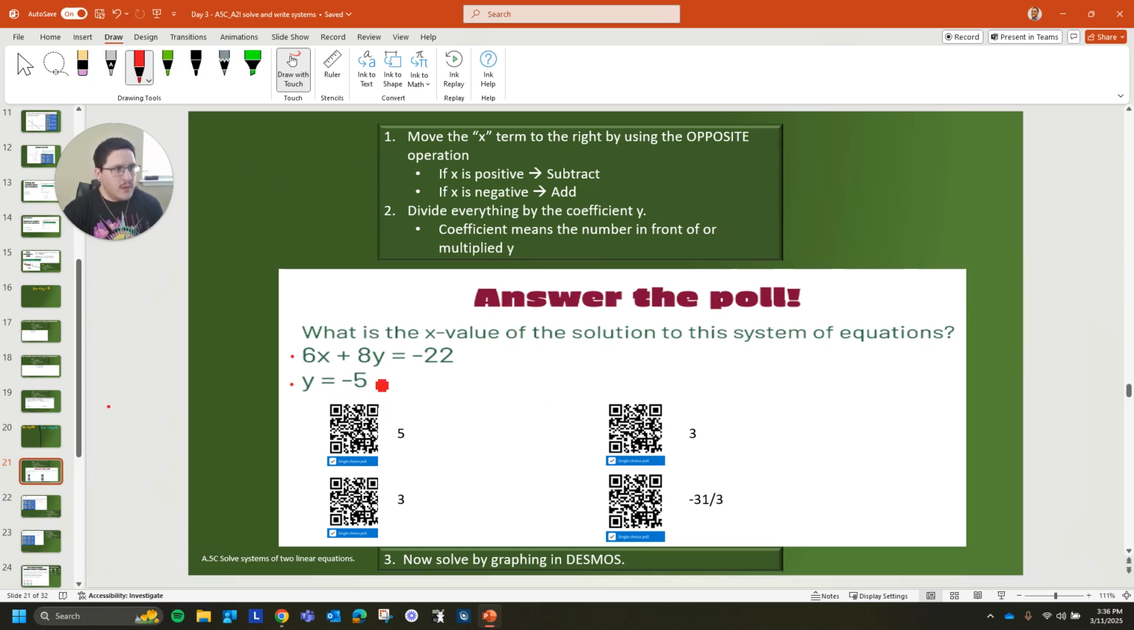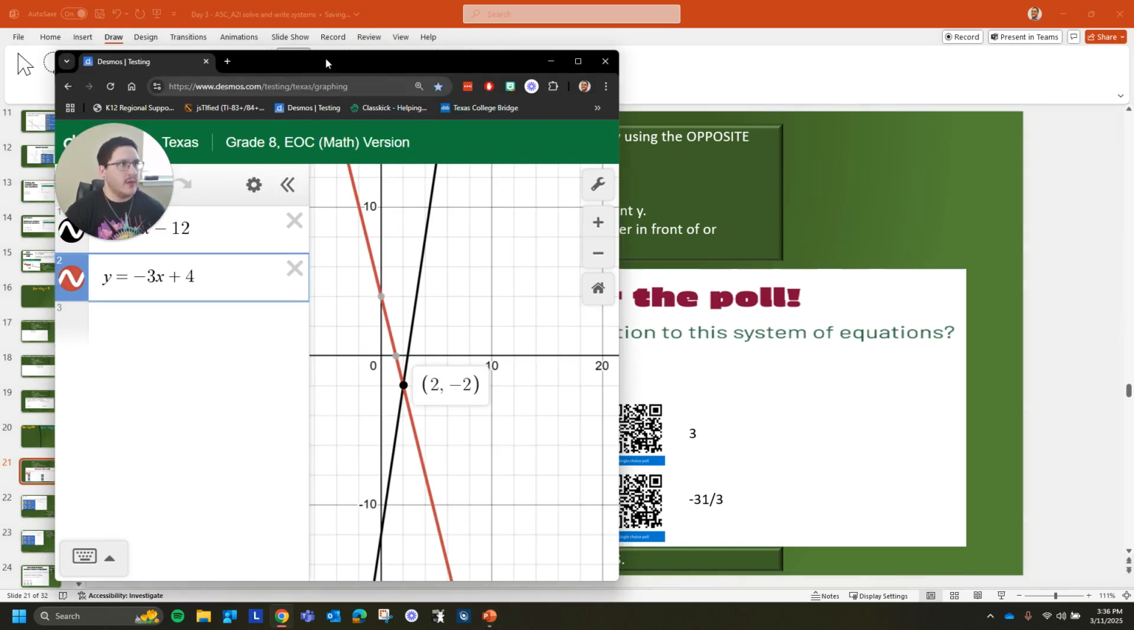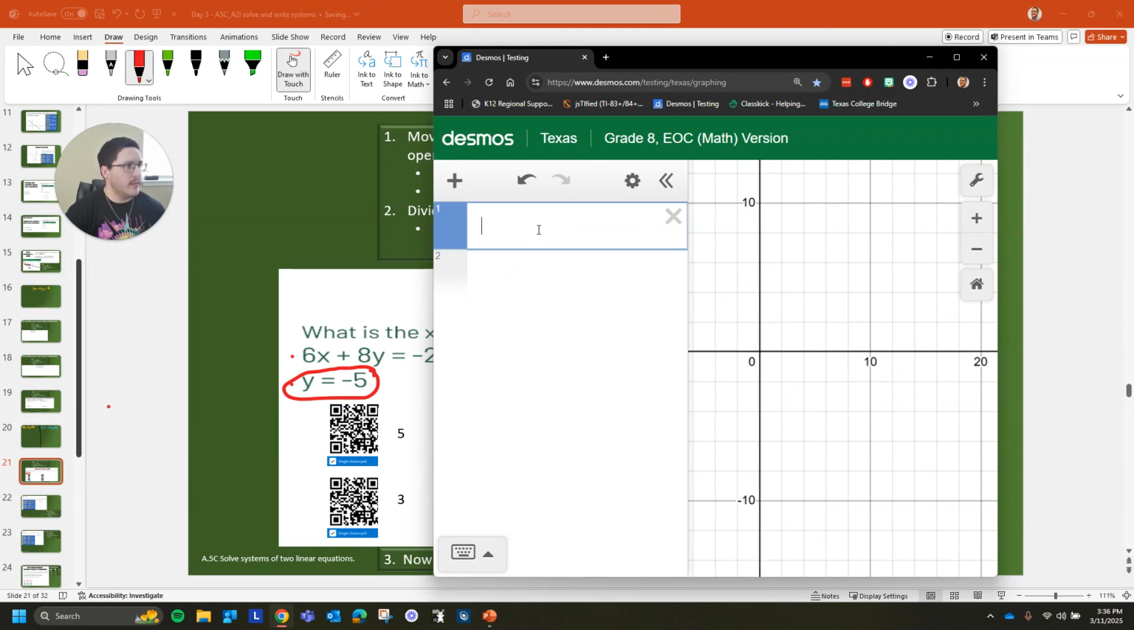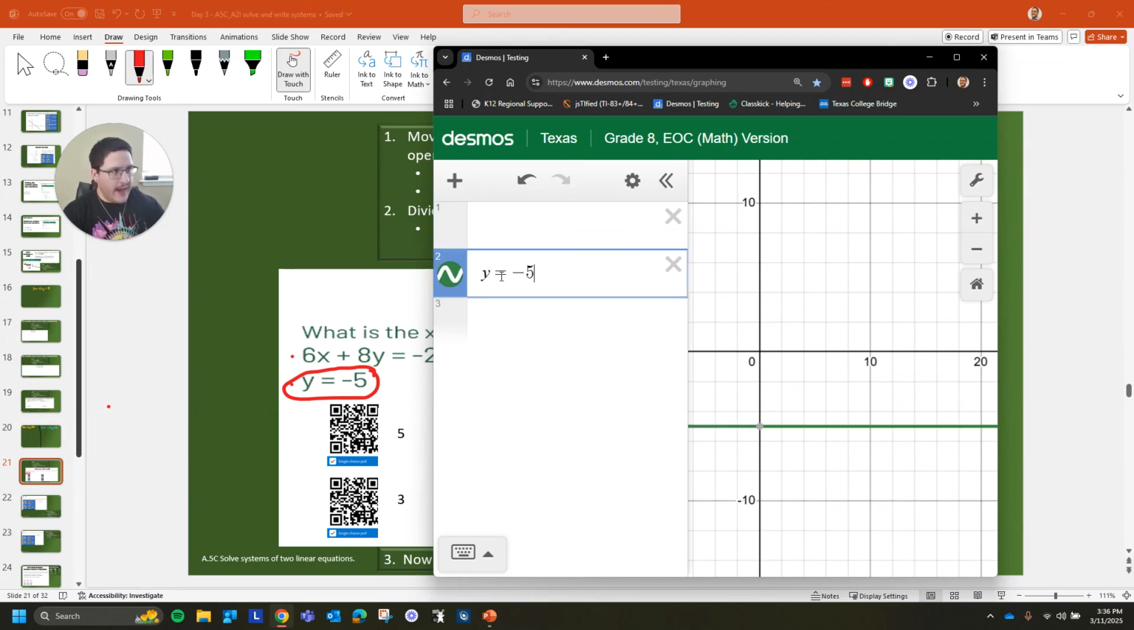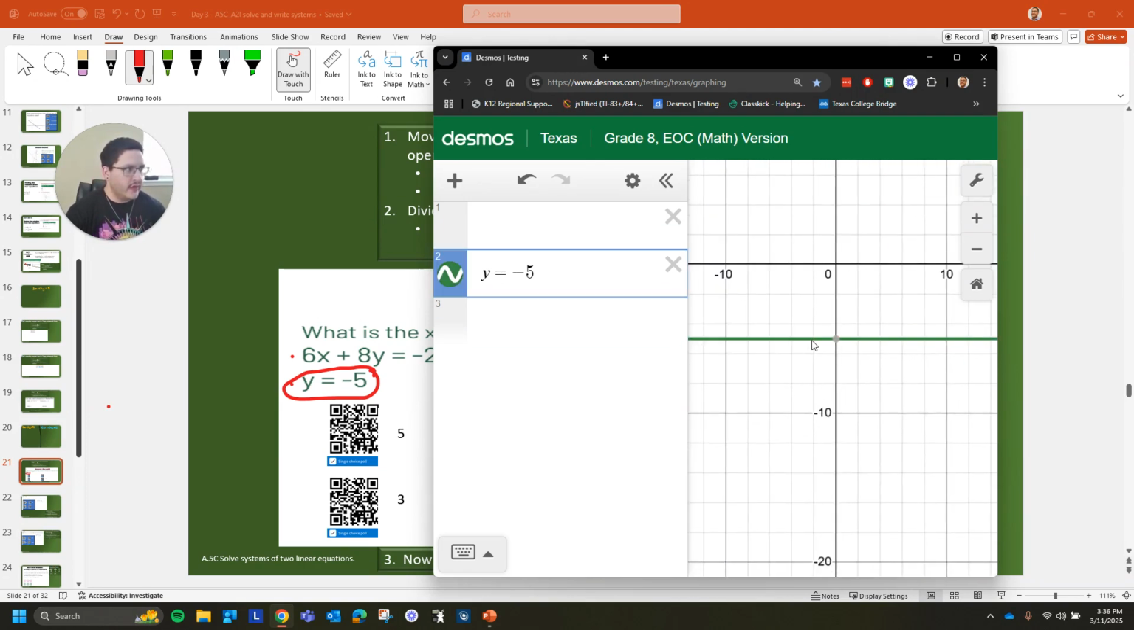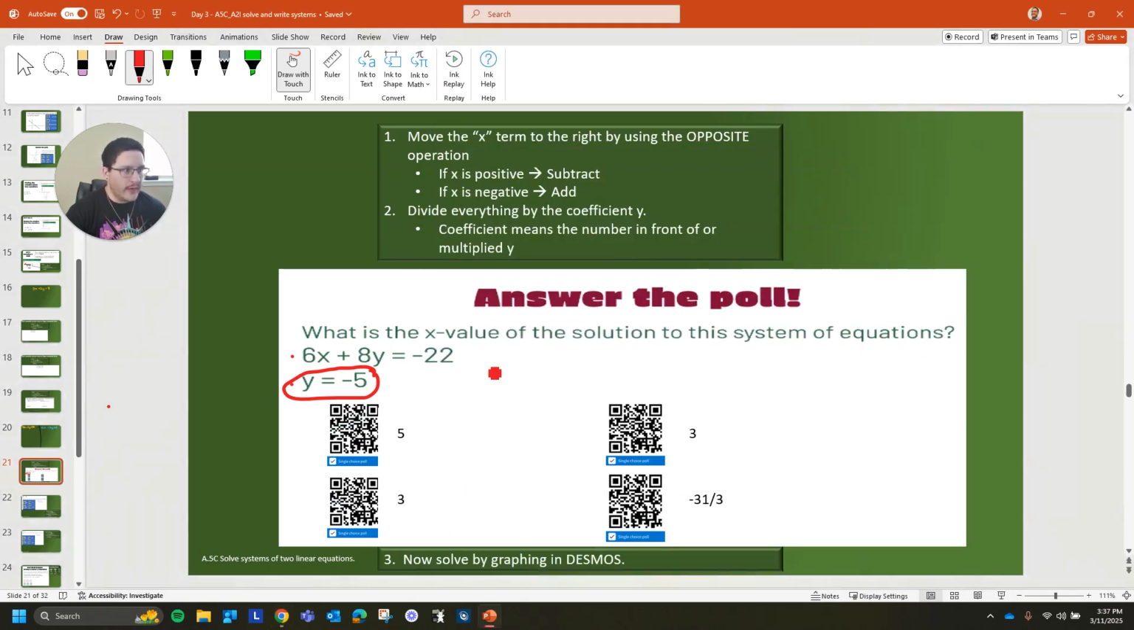So, if you notice, the second equation is already with y by itself, so there's nothing for me to do here. If you want to know what the line will look like, we graph it into Desmos. Let's do this on the second equation. Y equals negative 5. We'll notice that it is a straight line that goes left to right. Okay, so now all we need to do is look at the first equation and figure out what the equation is with y by itself.